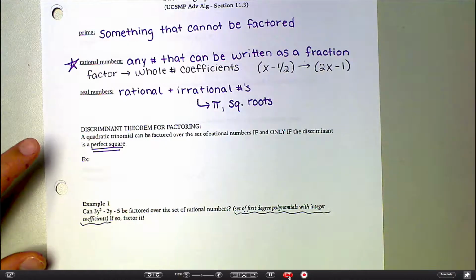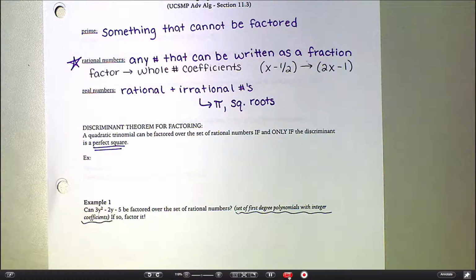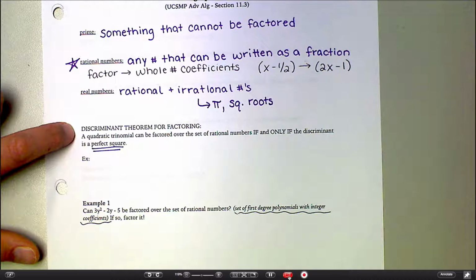So I want you to think about the implications of this. Because when we first talked about not being able to factor something, the question came up, well, how do we know? And my answer was always just, well, try to factor it. And if you can't, then it must be prime. And a lot of you don't like that. A lot of you want to know, can it be factored or can it not be factored? That's what this does, this is a test to see whether or not something is factorable. So let me give you an example.